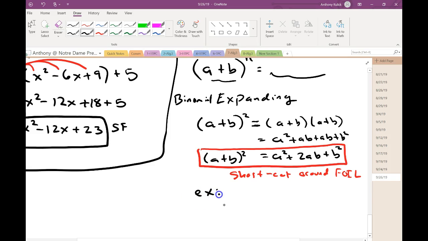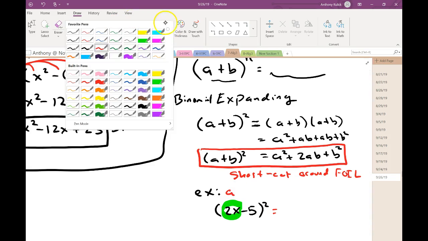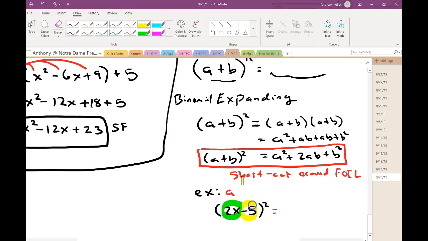So if I wanted to do 2x minus 5 squared, instead of writing this out as a FOIL, I can take 2x, which is like my a, and I can take the negative 5, that's like my b, and now I can use this formula where I've just plugged in 2x for the a's and negative 5 for the b's.